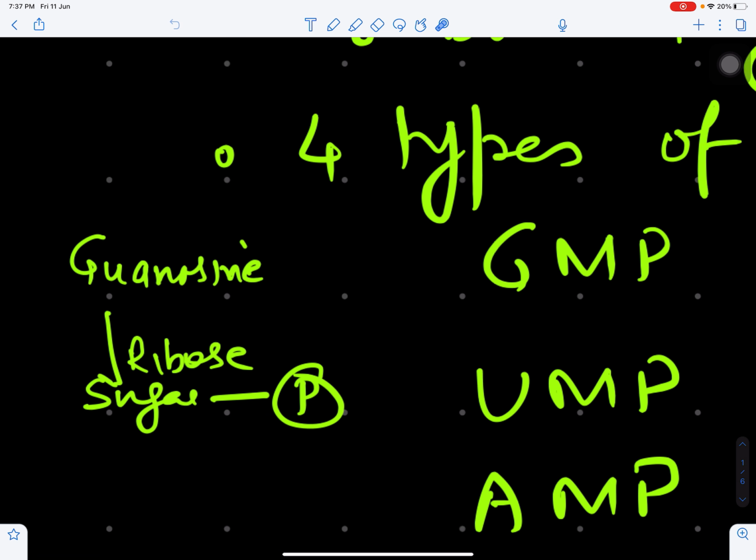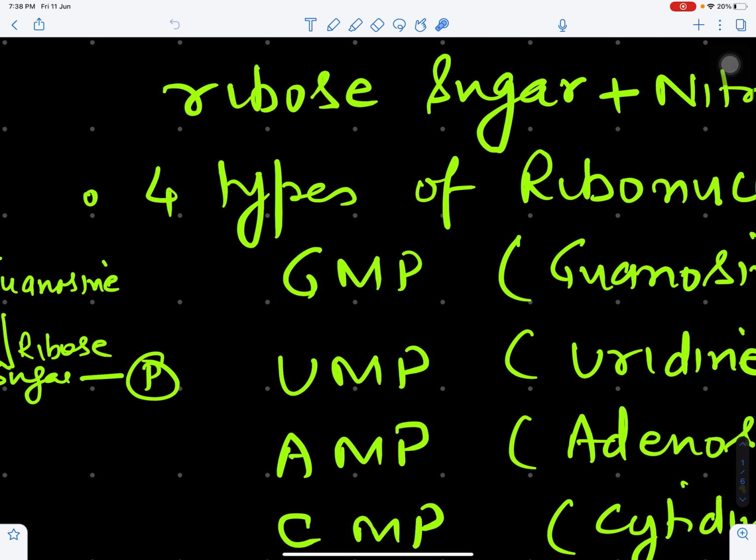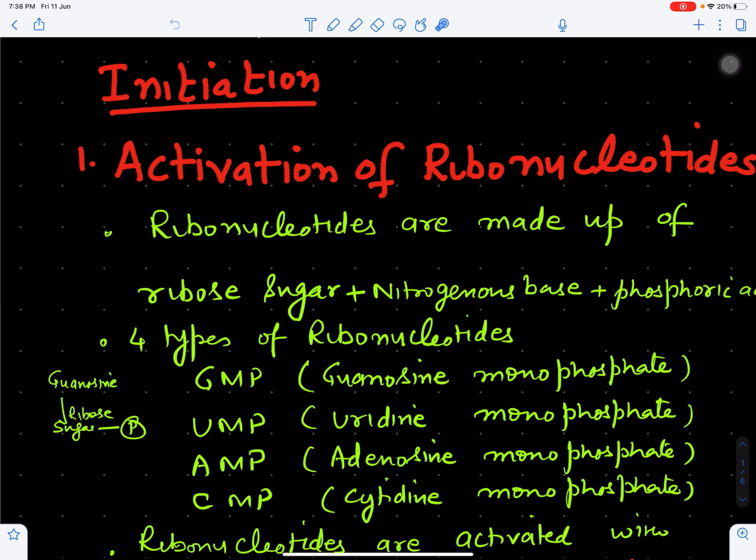We can see here, this is the nitrogenous base, this is the ribose sugar, and this is the phosphoric acid. We have taken the nitrogenous base guanosine here. We can also take cytosine, uridine, or adenine. These nitrogenous bases bind to the sugar and to the phosphoric acid, and these are called ribonucleotides. When one phosphorus is attached, this is a monophosphate, and when three phosphorus are attached, this is called a triphosphate. So, ribonucleotides are required for RNA transcription.